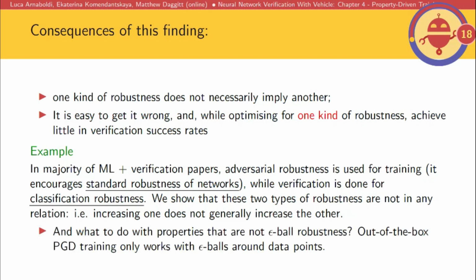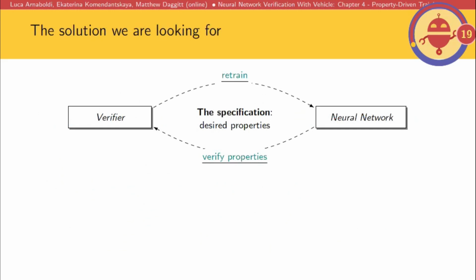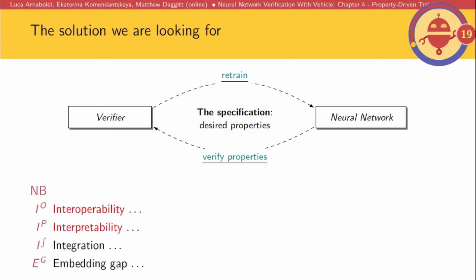And then what to do with properties that are not epsilon ball robustness? Because out of the box machine learning methods like PGD only work with epsilon balls, but we can have ACOS XU or who knows what. And for them, we don't have standard machine learning methods at all. So essentially, what we are looking for is to have a verifier, suppose Marabou, have a neural network, suppose in Python, and have a specification in Vehicle here in the middle. And then we want everything to evolve around the same specification, not to have any deviation between them. And this will, of course, encourage our interoperability.